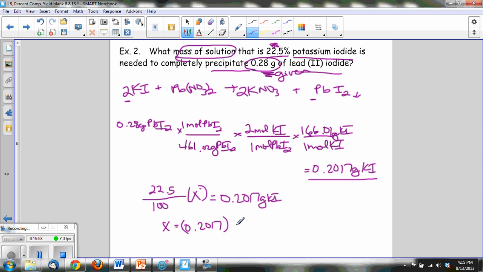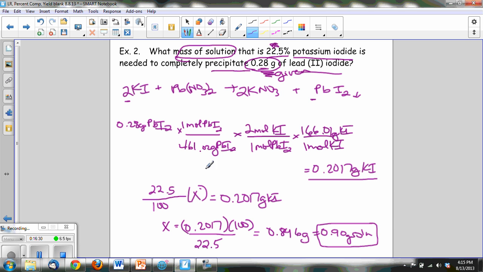0.2017 times 100. I'll show you my math. Divided by 22.5 to give me 0.896 grams, and I'm actually now going to round to 0.90 grams of solution. So I lied to you. You need a little bit more because of the fact that it's got a lower percentage. Okay, so now I use 2 sig figs because of my 2 sig figs present, and initially that's going to be limiting me throughout the entire problem. So that's our right answer.